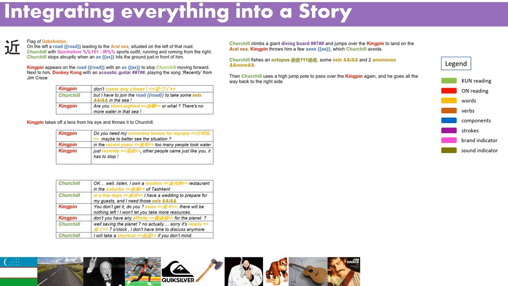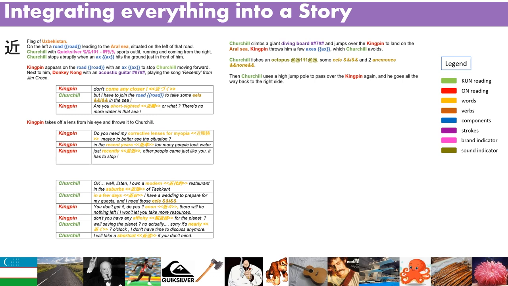Churchill climbs a giant diving board and jumps over the Kingpin to land on the Aral Sea. Kingpin throws him a few more axes, which Churchill avoids swiftly. Churchill fishes an octopus, some eels, and two anemones. Then, Churchill uses a high jump pole to pass over the Kingpin again, and he goes all the way back to the right side of the scene.